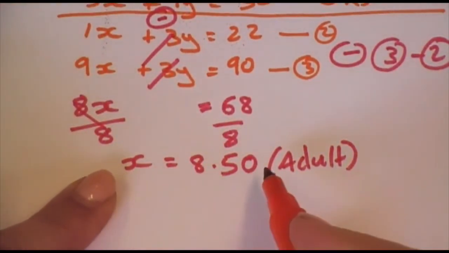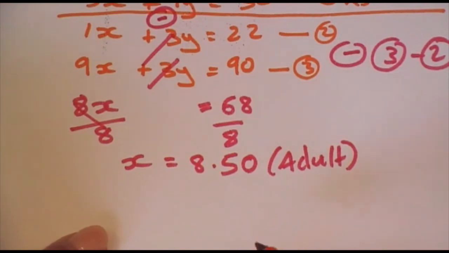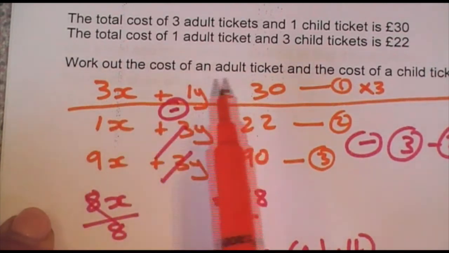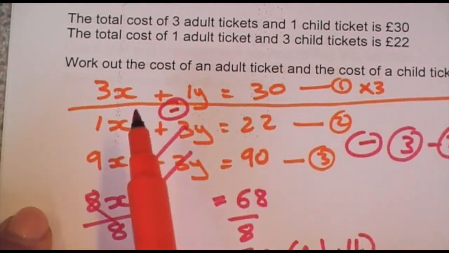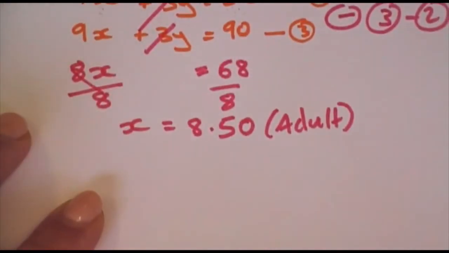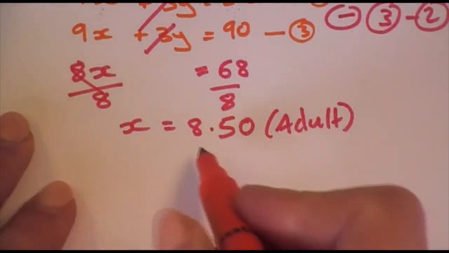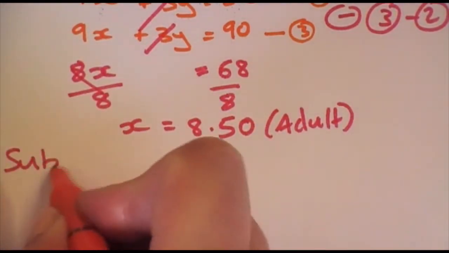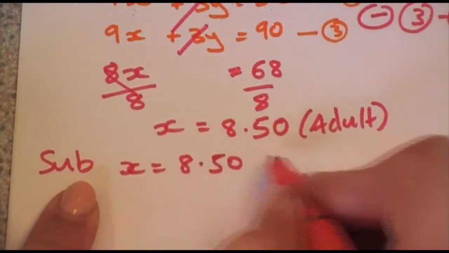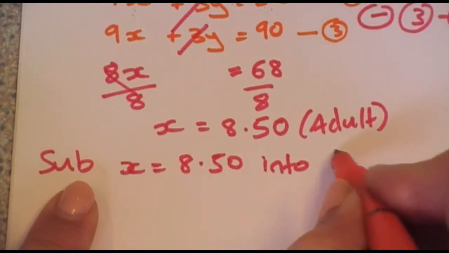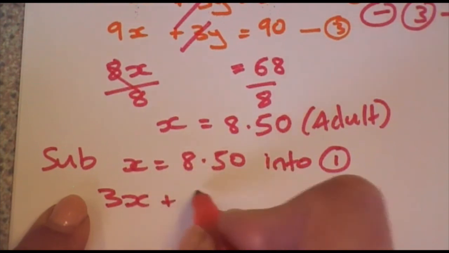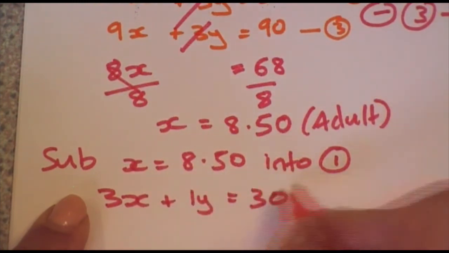I can substitute that back into one of the equations in order to find a child ticket. I'm going to choose to substitute it into this top one, 3x plus 1y equals 30. I'm choosing this one because y doesn't have a coefficient, so it's easier for me to find at the end because I don't have to do any division. So I'll start by writing the original out, and in fact I'll tell the examiner what I'm doing. I'm going to substitute x equals £8.50 into what was my original equation 1. So I'll write the equation 1 out. It was 3x plus 1y equals 30.